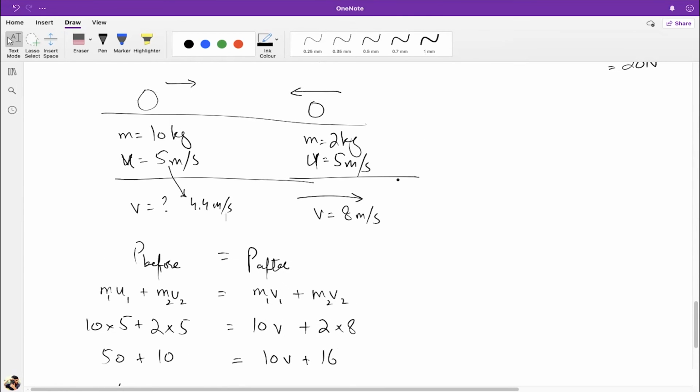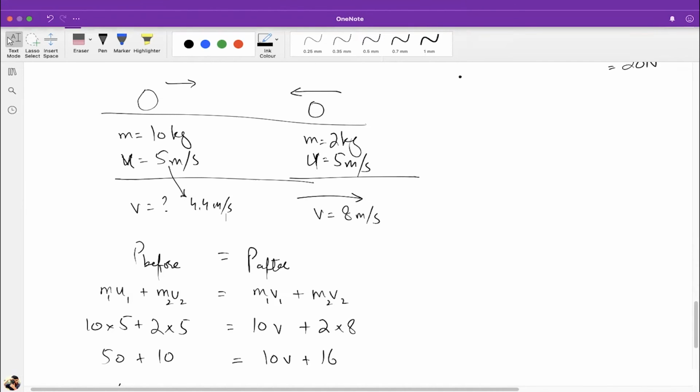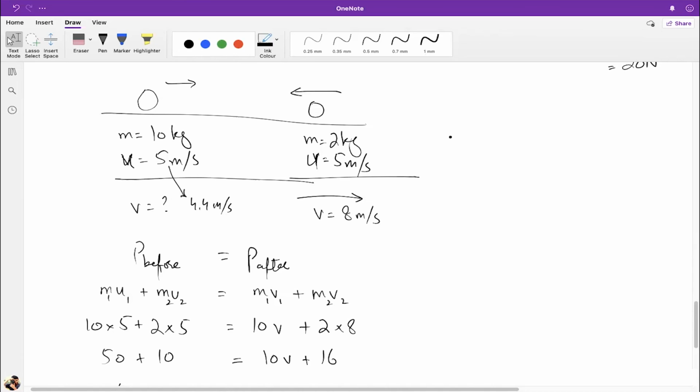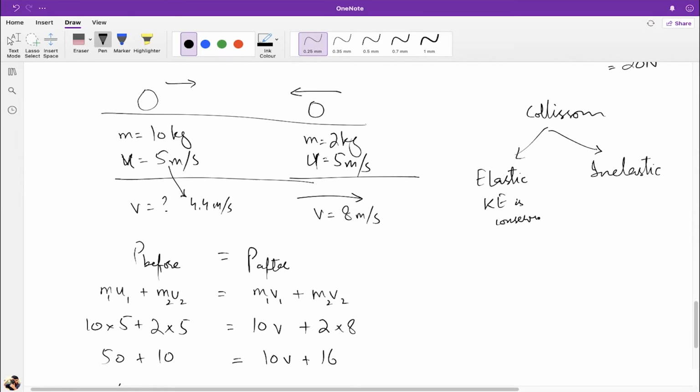Now, here's the thing. What about energy? Is energy conserved in collisions? So for that, we have to specify what kind of collision it is. We usually say that collision can be elastic or it can be inelastic. What is elastic collision? Elastic collision is when kinetic energy is conserved. I'm not saying energy is conserved. I'm saying kinetic energy is conserved. And what is inelastic collision? When kinetic energy is not conserved.